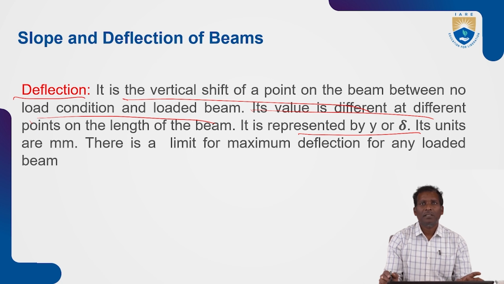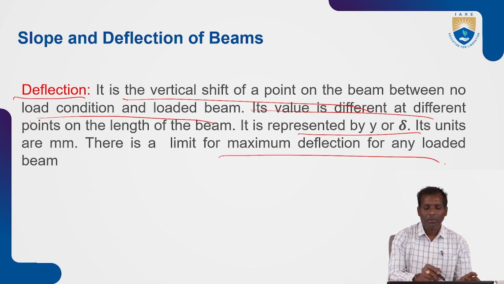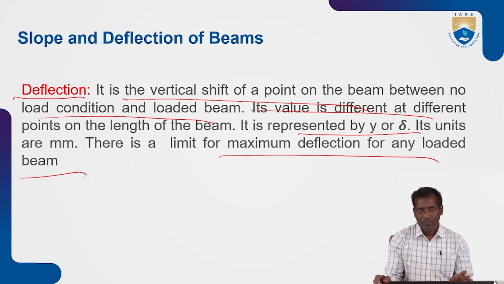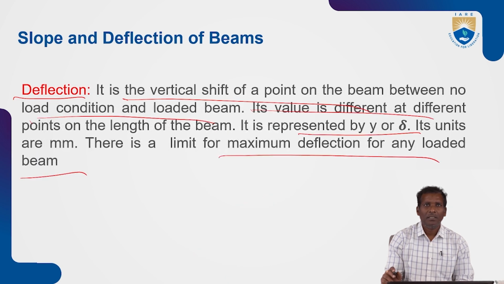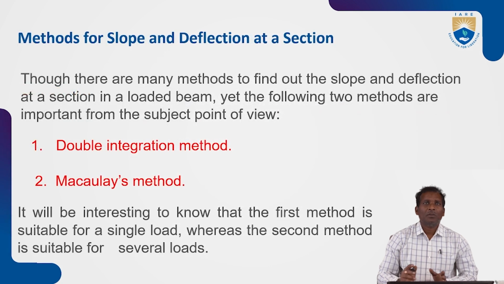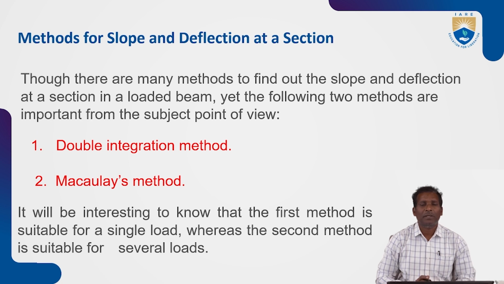There is a limit for maximum deflection for any loaded beam. In this, there is a maximum limit for slope for any loaded beam, and there is a limit for maximum deflection for any loaded beam. The methods for slope and deflection we have already discussed in the previous session. There are many methods to find the slope and deflection at a section in a loaded beam. We discussed the double integration method.